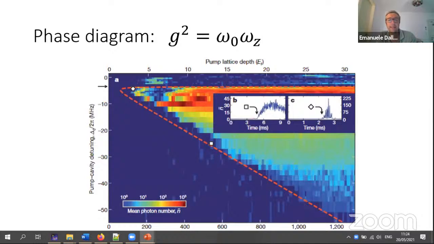And you can see here, this is a standard phase transition plot. On the X axis you have this omega 0, and on the Y axis you have the lattice depth. The lattice depth is proportional to omega Z.